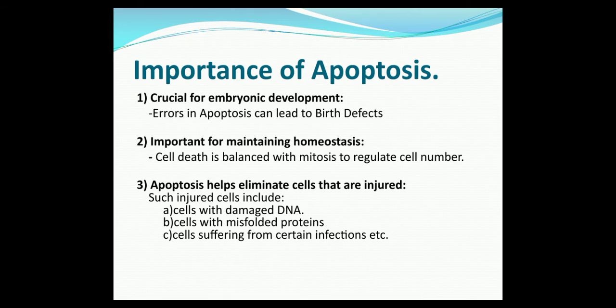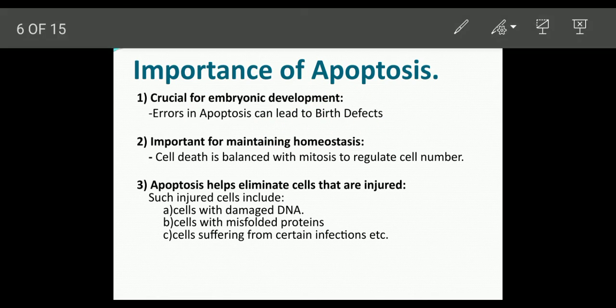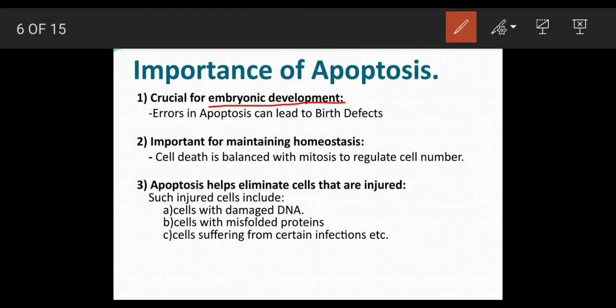Now let's see about the importance of apoptosis. Guys, there is huge importance of apoptosis in the human body as well as in any organism. It is crucial for embryonic development. Errors in apoptosis can lead to birth defects. Guys, during the period of embryonic development there are lots of things going on inside the body, and a number of organs and tissues are joined together.